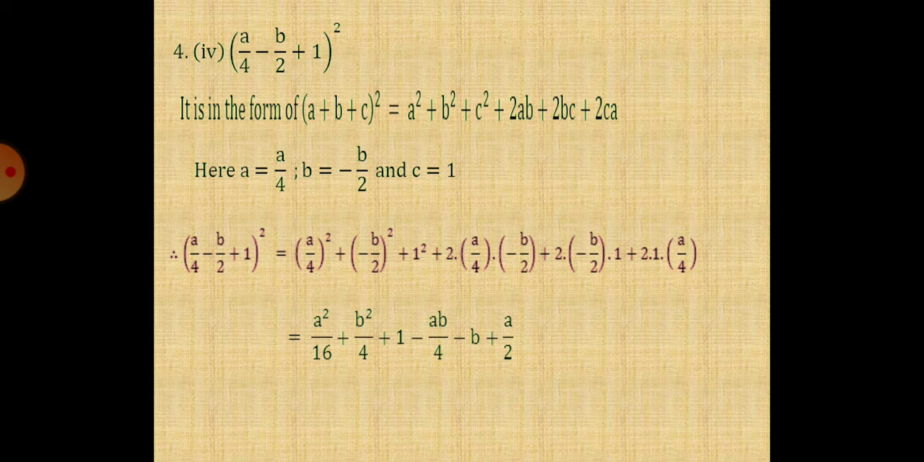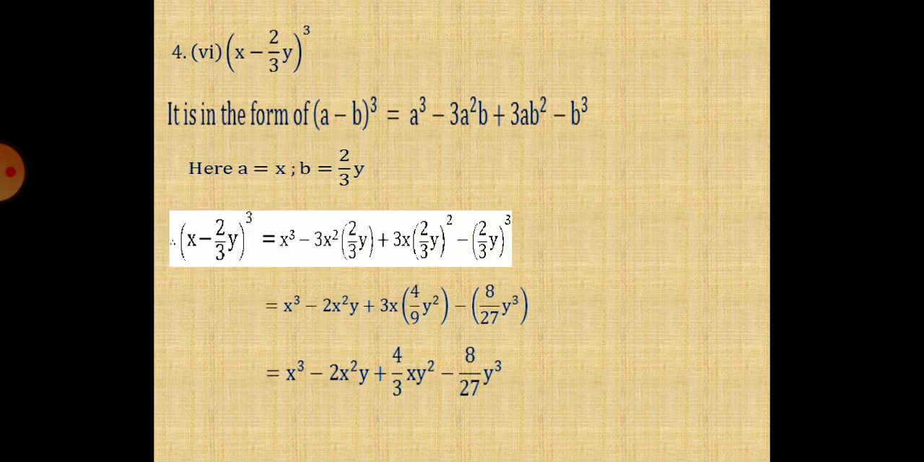Try to understand it. Go through the sum again and again. Definitely you will understand. Now the next question is again an expanded form, x minus 2 by 3y whole cube. This is nothing but a minus b whole cube.